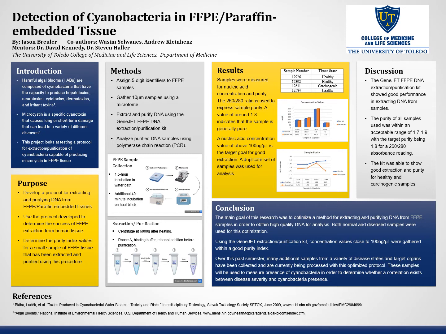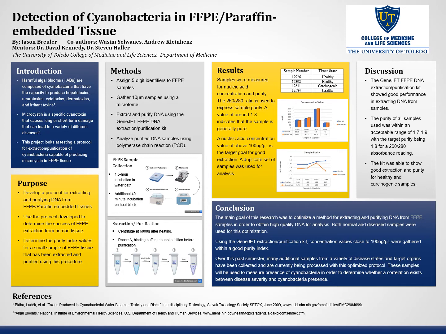Before cutting or running any samples, each FFPE block sampled was assigned a 5-digit identifier in order to autonomize the human tissue that is used. Once autonomized, multiple 10 micrometer samples were cut using a microtome. To extract and purify this DNA, the GeneJet FFPE DNA extraction and purification kit was used as a control.